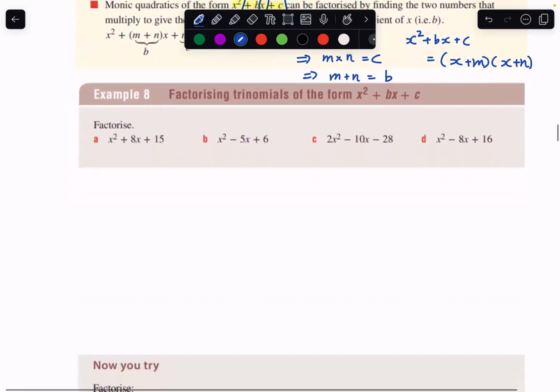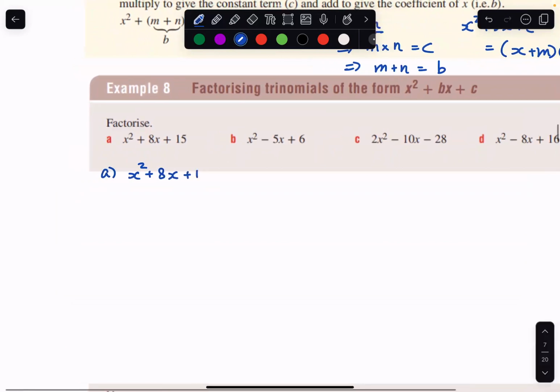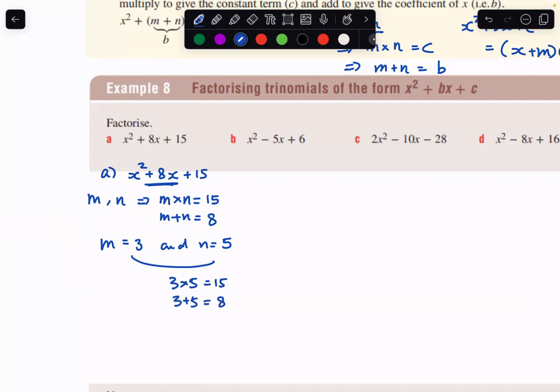Now we're going to have a look at example 8. Factorize x to the power of 2 plus 8x plus 15. We're going to find two numbers so that m times n equals 15, and m plus n equals the coefficient of x, which is 8. Think about it: which two numbers work? We can do m equals 3 and n equals 5. Let's check: 3 times 5 is 15, and 3 plus 5 is 8. So it's all good. Now m equals 3, n equals 5, so x to the power of 2 plus 8x plus 15 can be written as bracket x plus 3 times x plus 5. Finish.